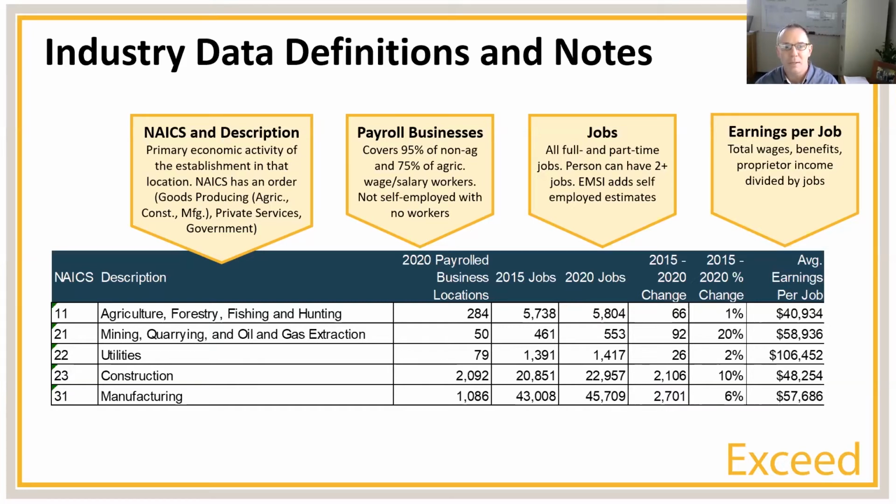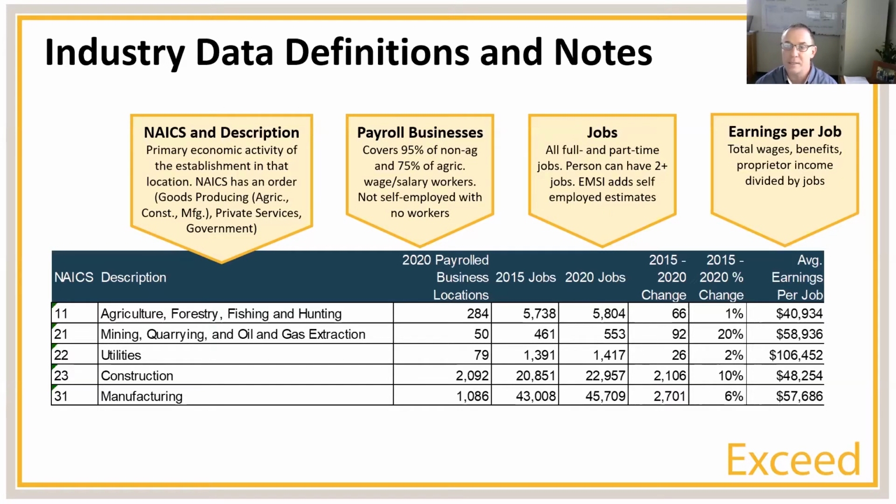For jobs, we have 2015 and we have 2020 jobs. Jobs are full-time and part-time jobs, so it's the whole group of that. A person can also have multiple jobs, so you can have a job at a fast food place in the evening, for example, and also work your day job at a manufacturing plant. So it's not an actual count of people, it's a count of jobs. There's percent change, there's number of change, and then there's earnings per job.